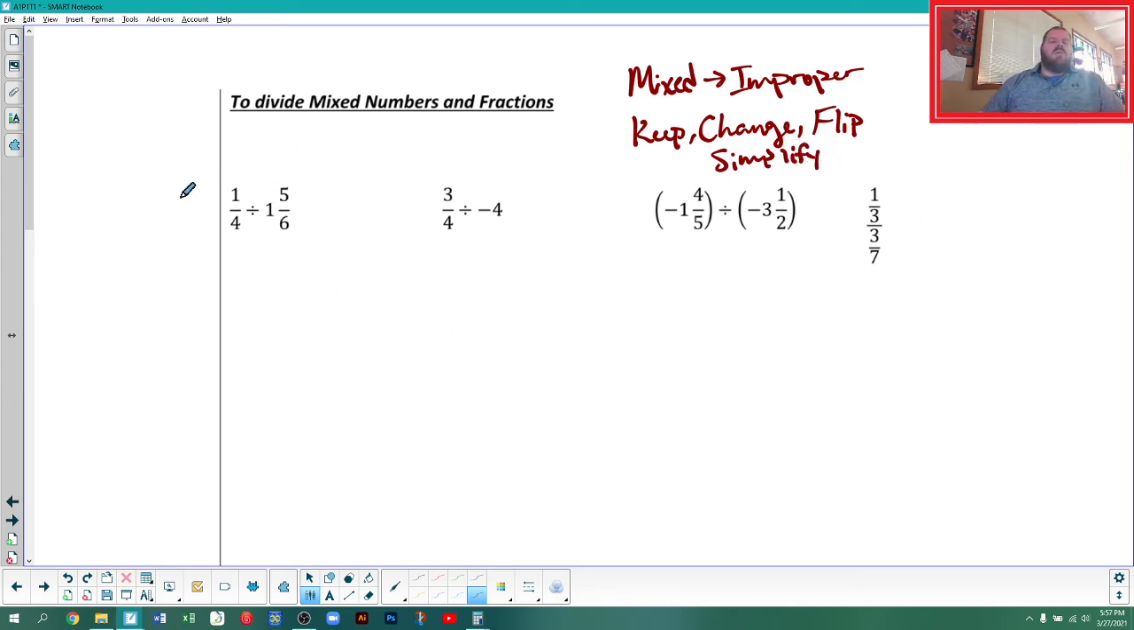Okay, so mixed numbers, yeah, I got one, so let's get to that. 6 times 1 is 6, plus 5 is 11 over 6. Again, I don't want to, and we almost never, okay, we never divide fractions. We keep the first one, change it to multiplication, and flip the second one.